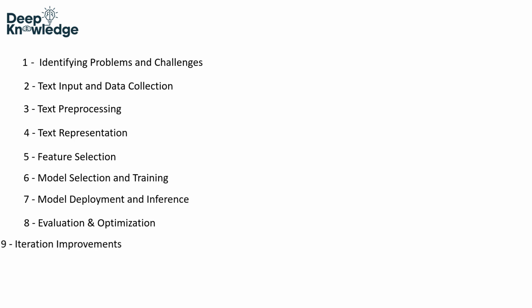9. Iteration and improvements. Finally, based on our evaluation results, we can iterate through the process to make continuous improvements. This may involve refining our data collection methods to gather more data or address imbalances, enhancing our preprocessing techniques, and even revisiting our model architecture to test different approaches for better outcomes.